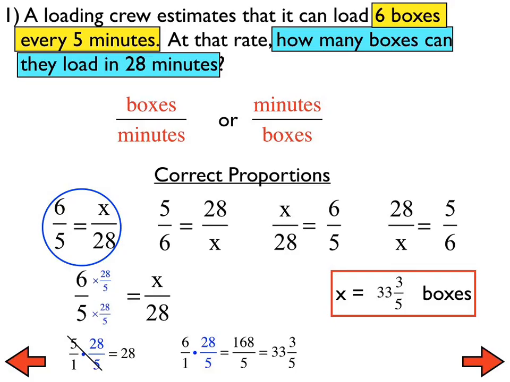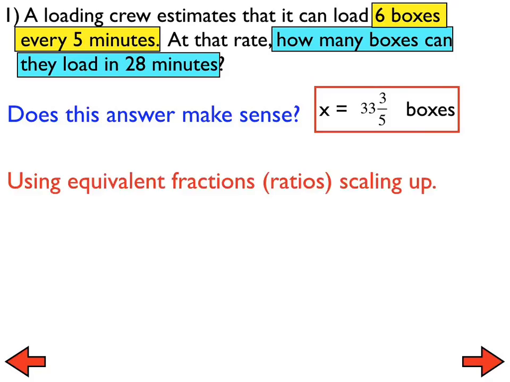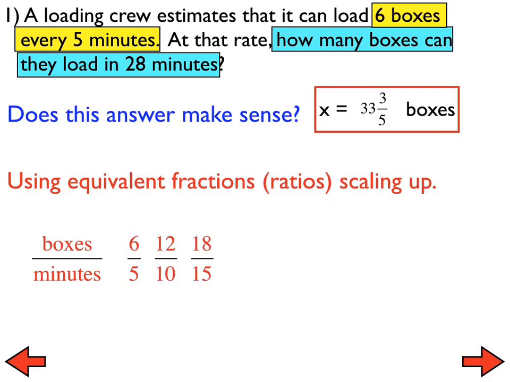But the only thing new today that I want you to focus on is looking at this answer you got and seeing if it makes sense. So does this answer make sense? We can use equivalent fractions, which are ratios, and scale up to see if it makes sense. So if you have boxes over minutes, which we started with 6 over 5, right? Times 2 would be 12 over 10. 6 over 5 times 3 would be 18 over 15. Times 4, then times 5, then times 6.